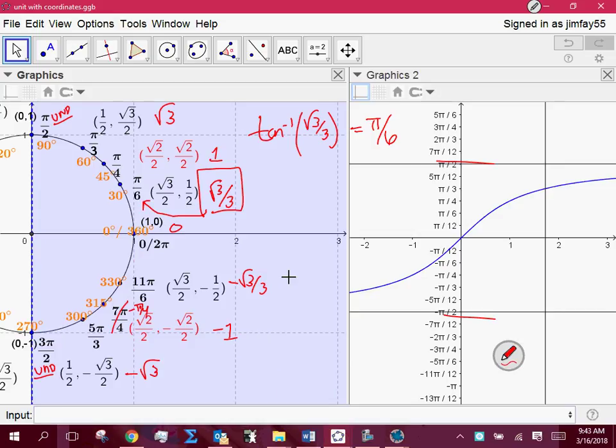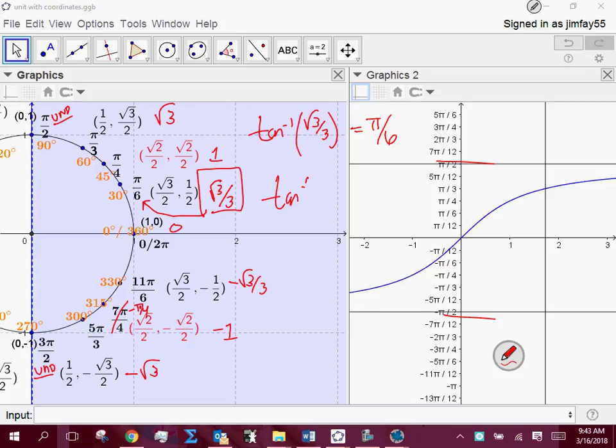When we ask what is the tangent inverse of negative root 3 over 3. Sorry, just negative root 3. Negative root 3, that's right there, right? What's the angle that goes with that? And it should be negative pi over 3. Okay? Because of how we've got, I erased it, but we should have that 5 pi over 3 written as negative pi over 3, right? Is that something we can do?